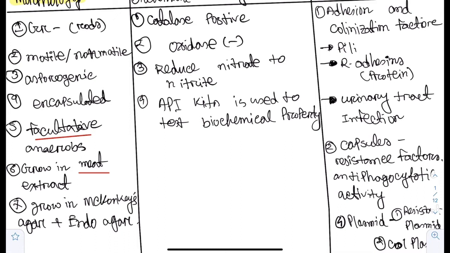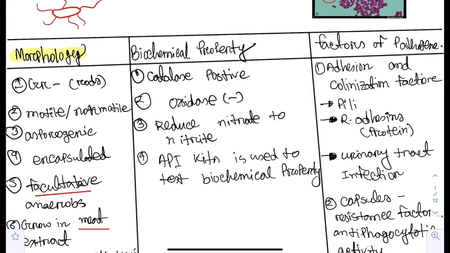And if we want to cultivate this bacteria in the labs, we have to use MacConkey agar and also Endo agar. Then next come the biochemical properties, which are very important to know how this bacteria is working or how it's releasing toxins or everything else. The features are that these bacteria are catalase positive, oxidase negative, and can reduce nitrate into nitrite. And if we use the API kits, we will be able to justify the biochemical properties more precisely.